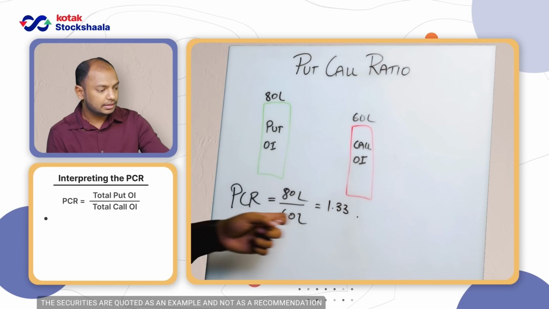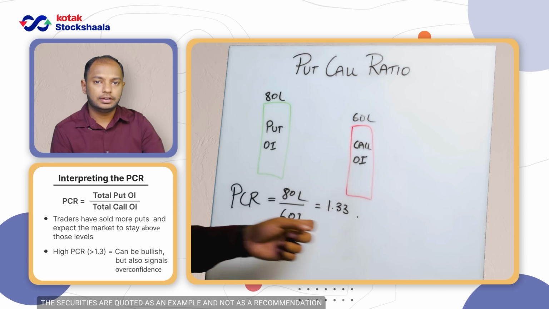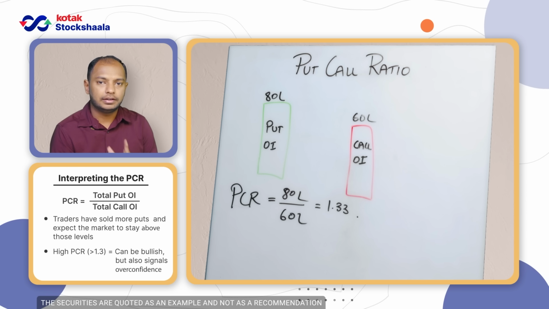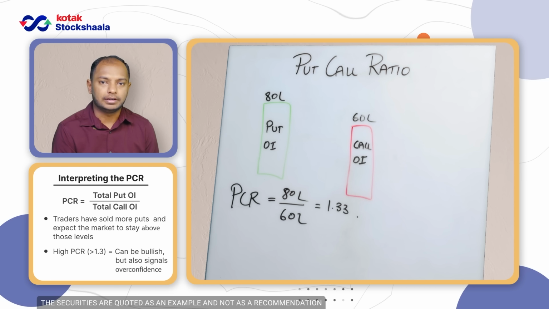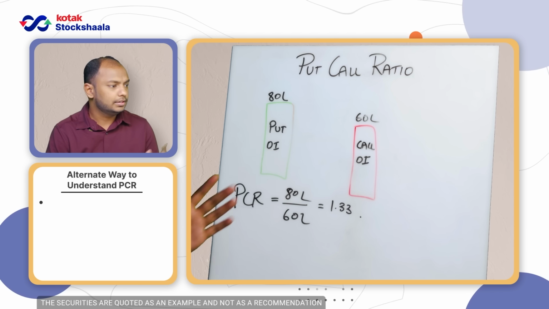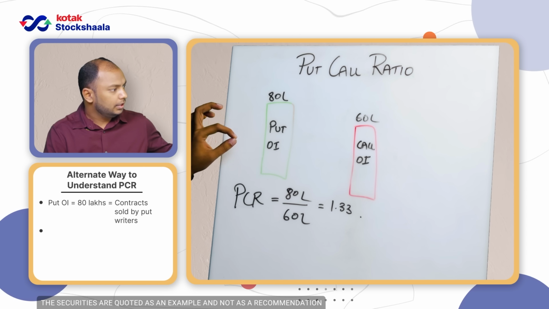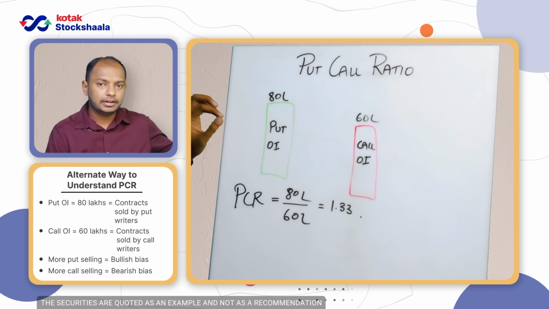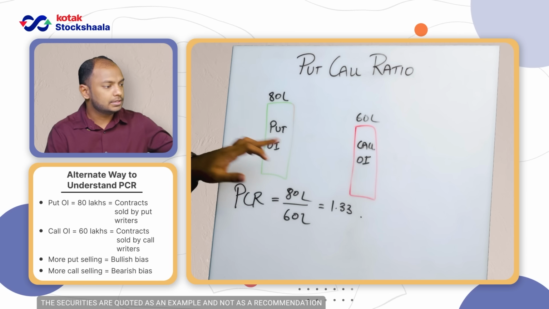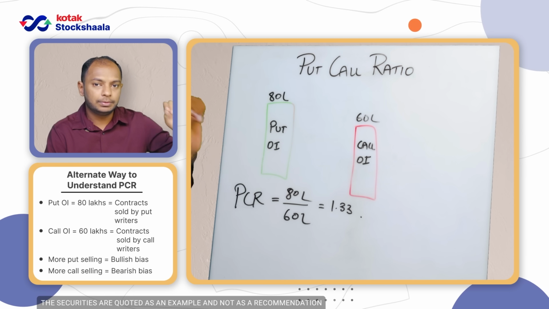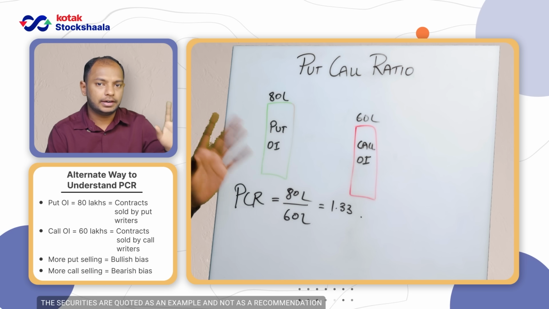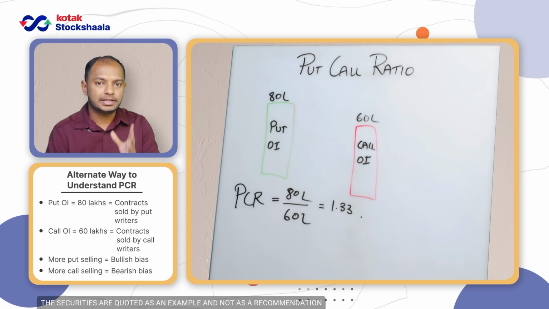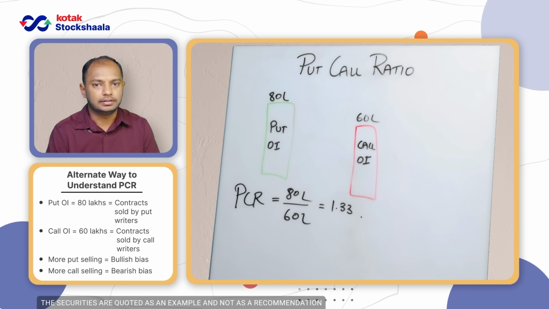So if PCR is greater than 1, we understood that mostly it is taking support at this specific level and the traders are bullish in this specific market. Another way to look at this is also, if put OI is 80 lakhs, it means that people have sold 80 lakh contracts in puts, whereas if call OI is 60 lakhs, people have sold 60 lakh contracts in calls, which also means the same thing, but maybe this explanation would give you a better understanding.